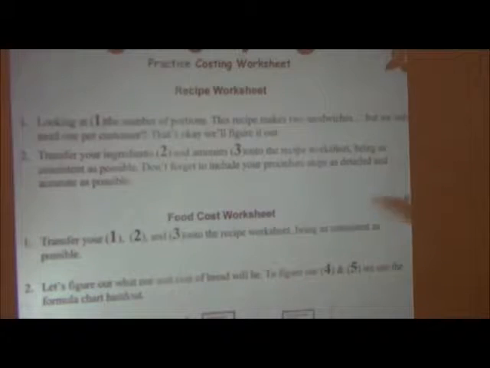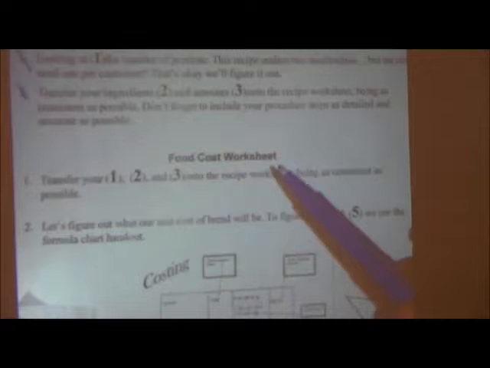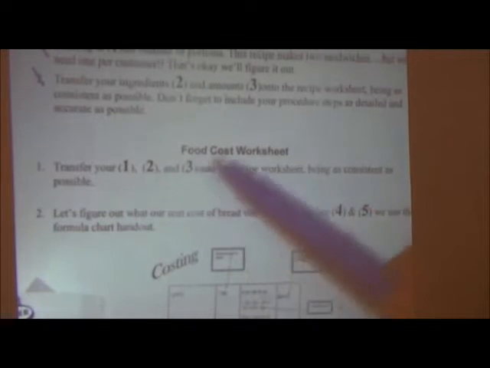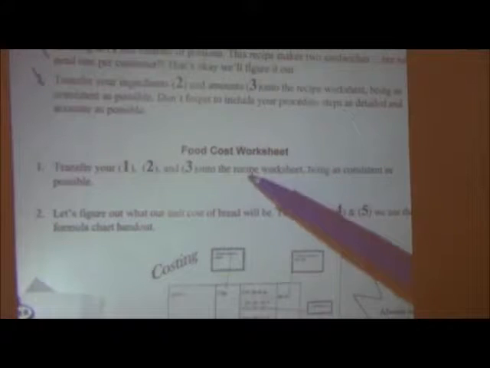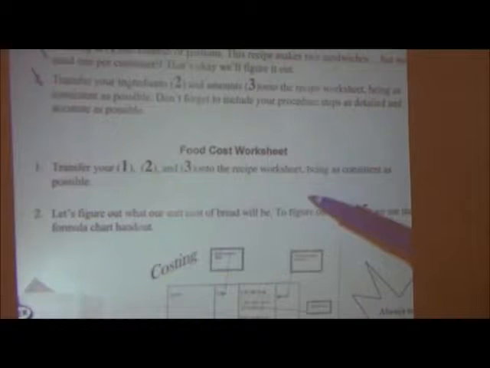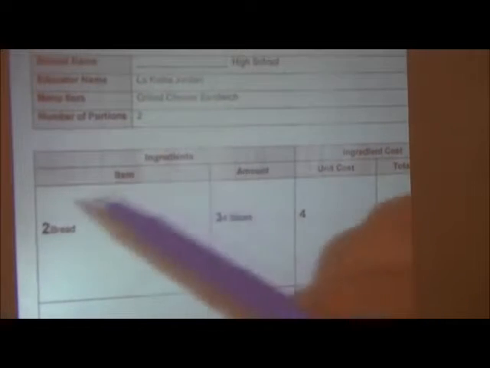So I've gotten step 1 done, step 2 done. So now we're looking at the food cost worksheet. We are going to take our information that we gained from number 1, 2, and 3 from the recipe worksheet, and we're going to move it over. We want to make sure we're as consistent as possible. So we're looking at my food cost worksheet, which looks like that. So you can see this is 1, 2, 3.